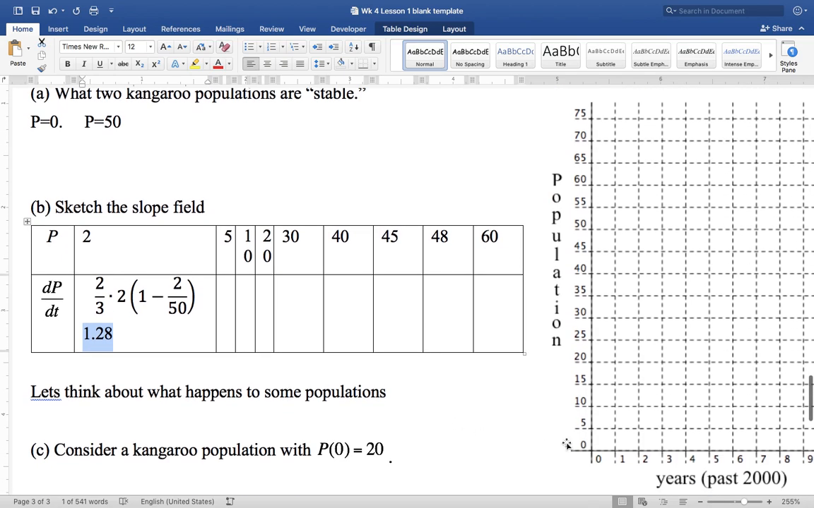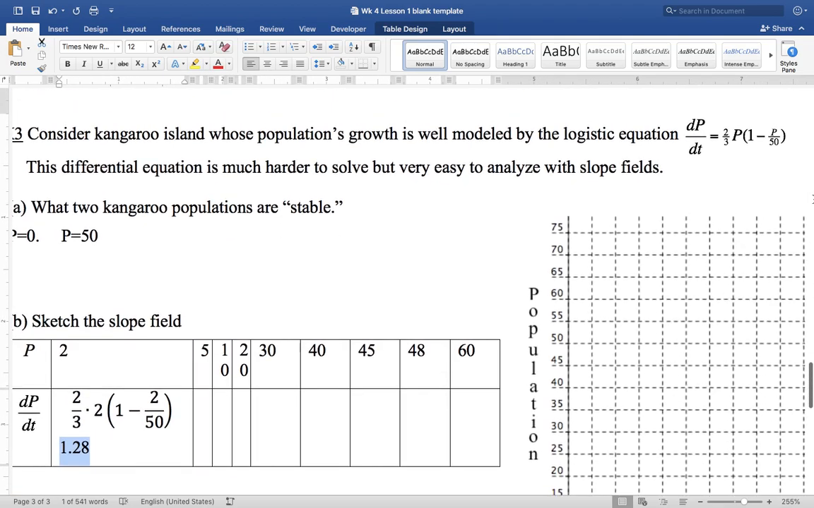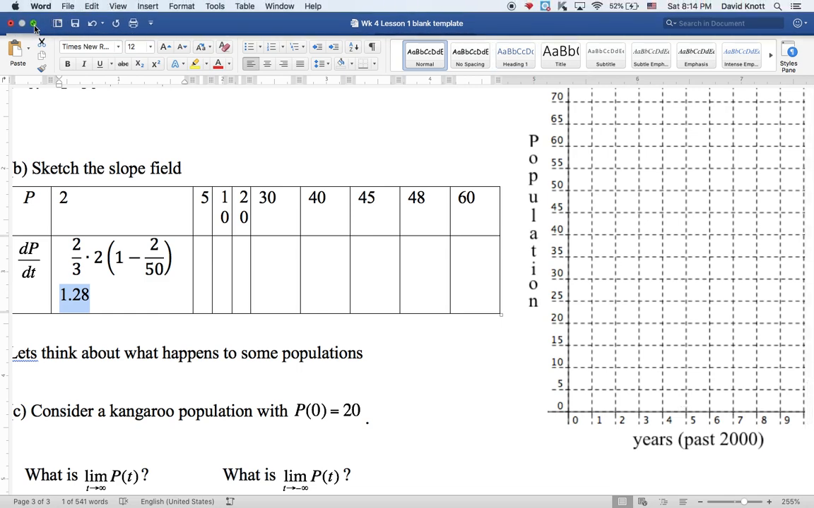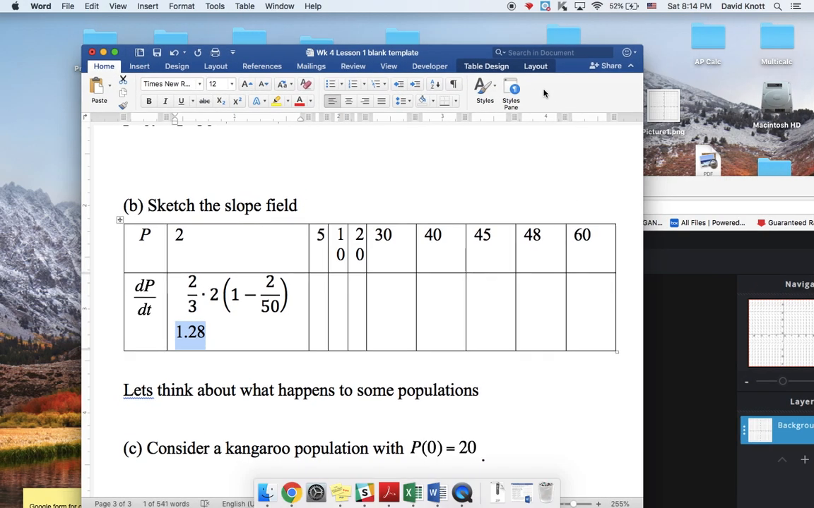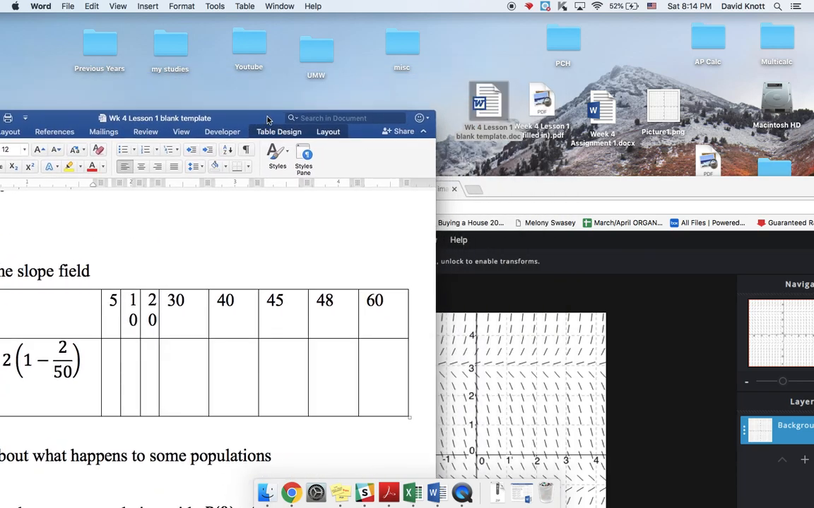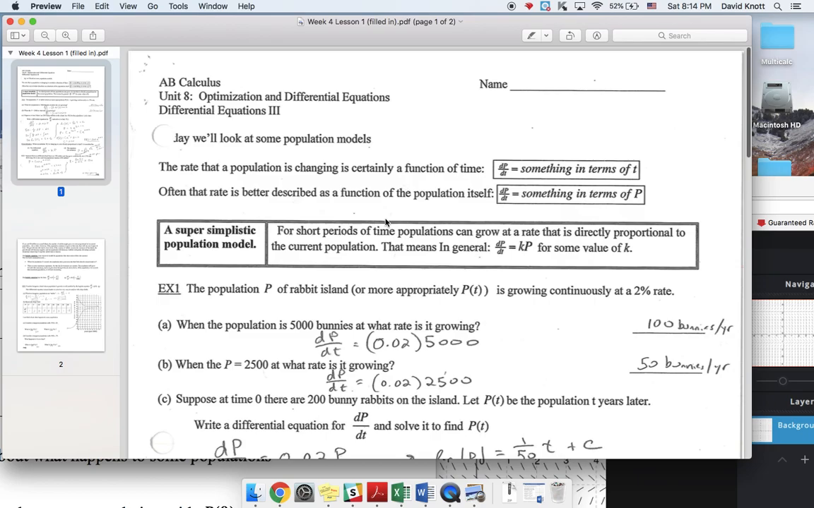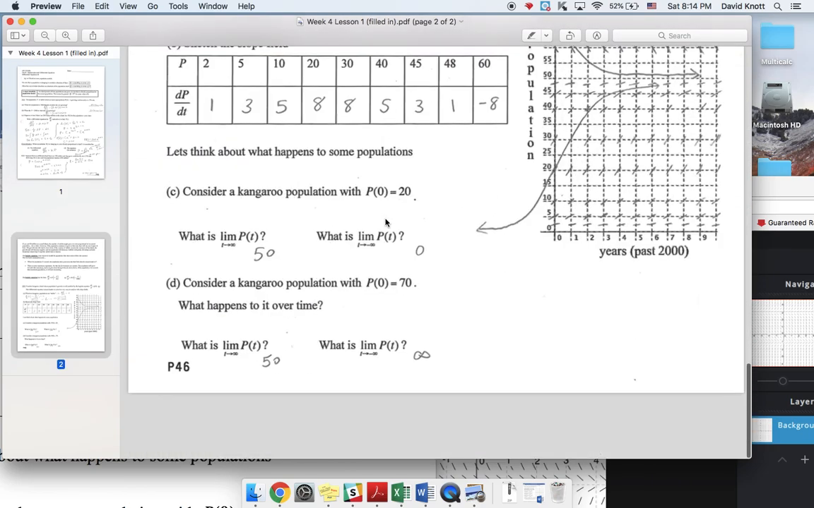So when p is equal to 2, that's like right here. Now, we don't have a t value, but it doesn't matter. This differential equation doesn't depend upon t. So what we're going to do is draw a little segment here of slope 1.28, a little bit bigger than 1, because it doesn't matter what t is, all right? What I'm going to do now is jump over to the filled in slide so we can see what that looks like when it's all filled in.